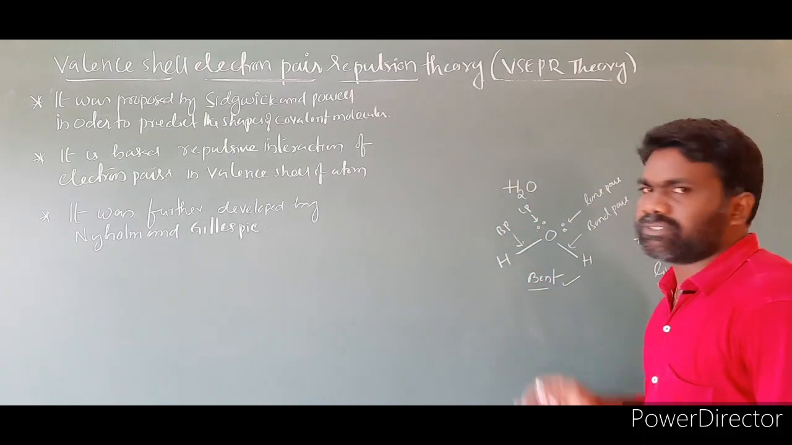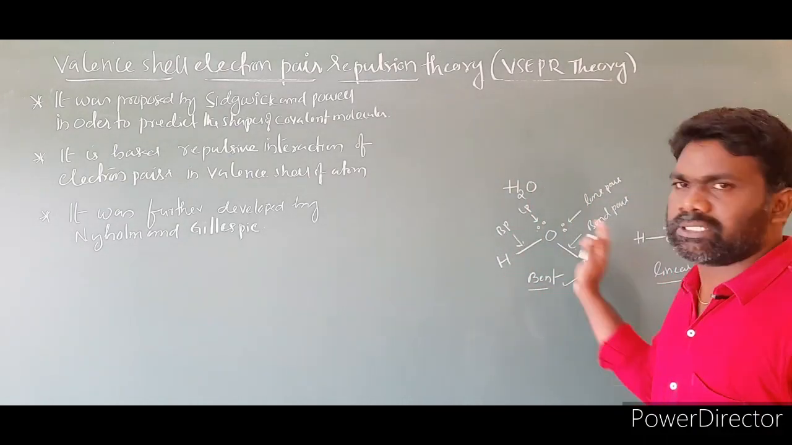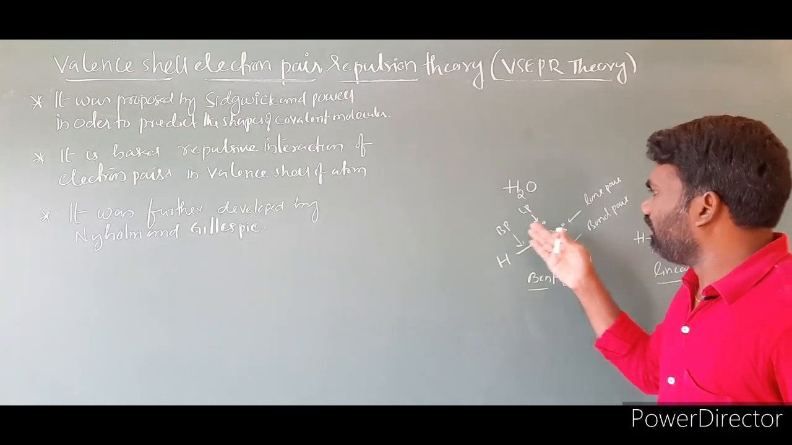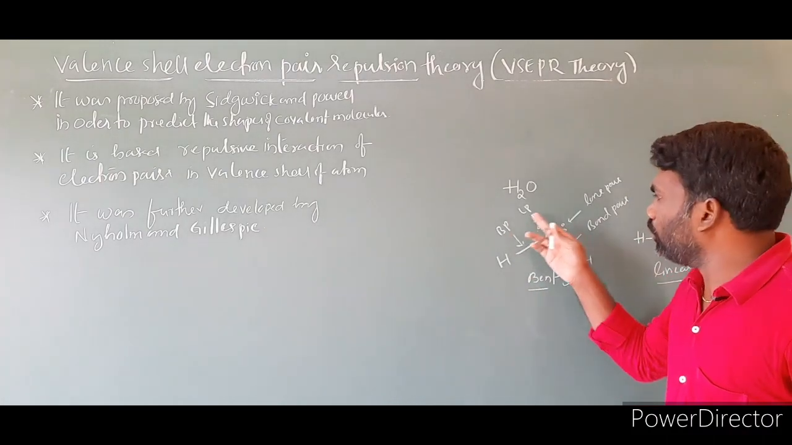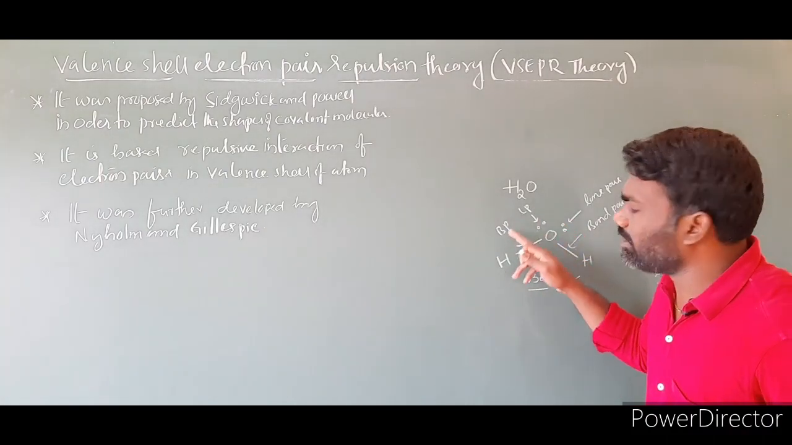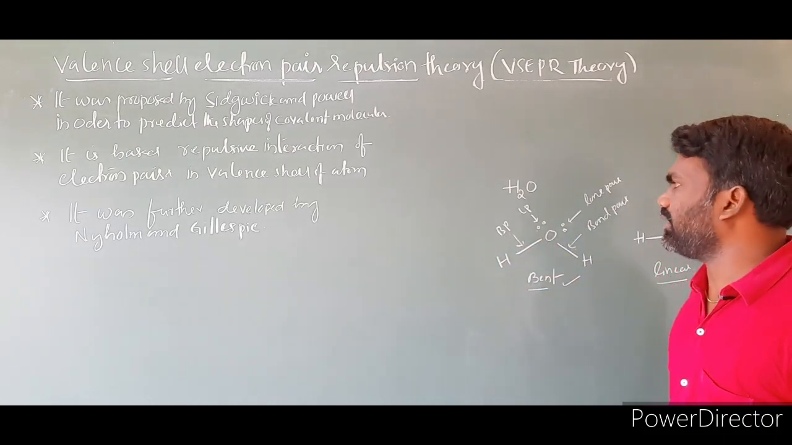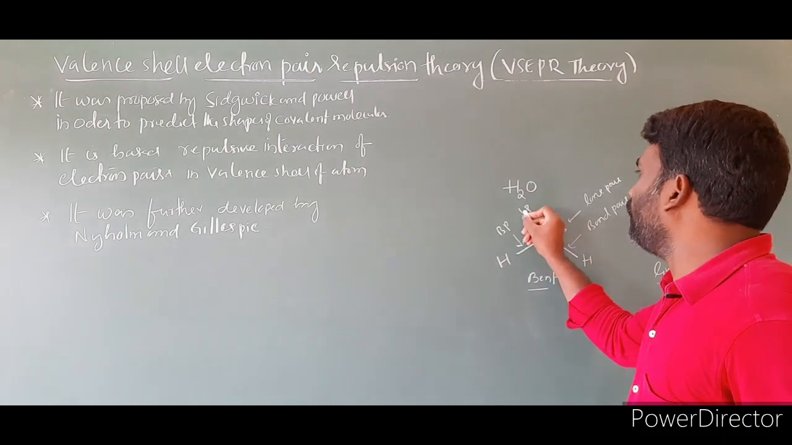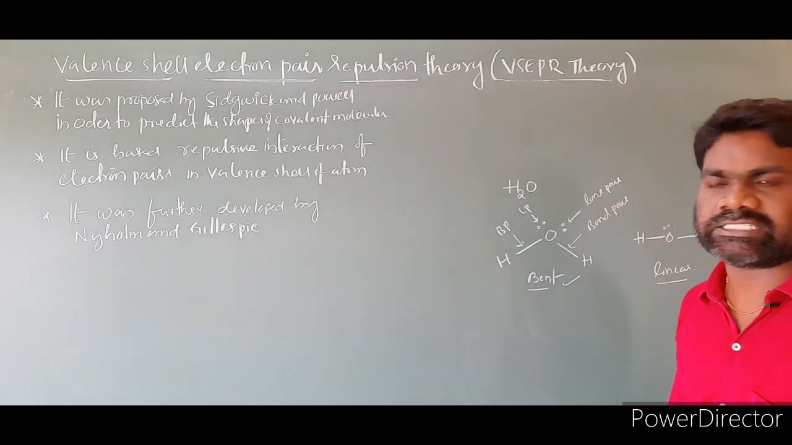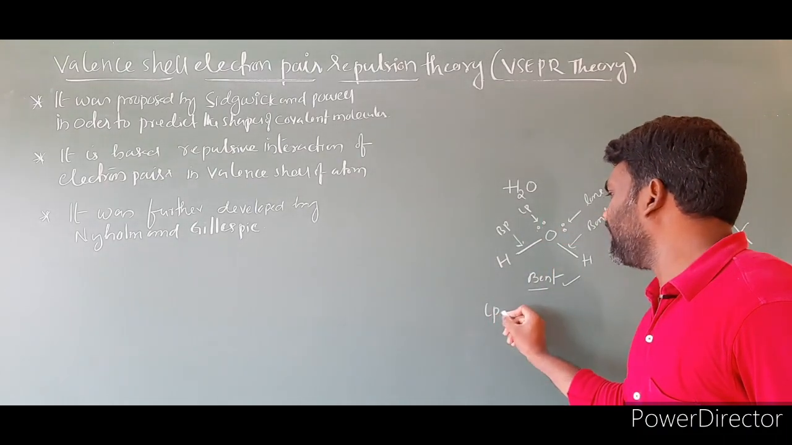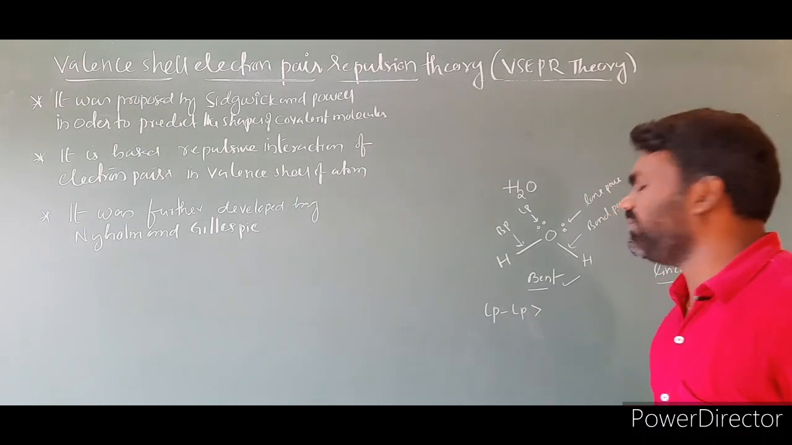Now we can take the repulsive interaction order. Which is the more repulsion, which is the less repulsion? I already said bond pair will repel, lone pair will repel, lone pair and bond pair also repel. Which one is the maximum repulsion? We have to write the order. In the order, lone pair repulsion is maximum. So lone pair repulsion is always greater than the others.